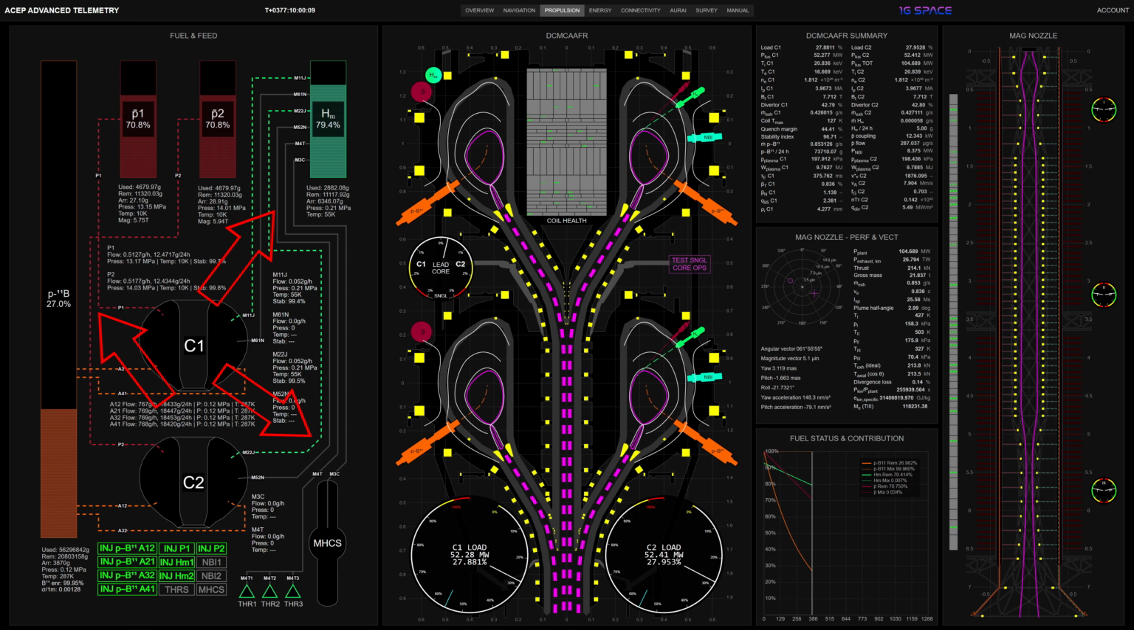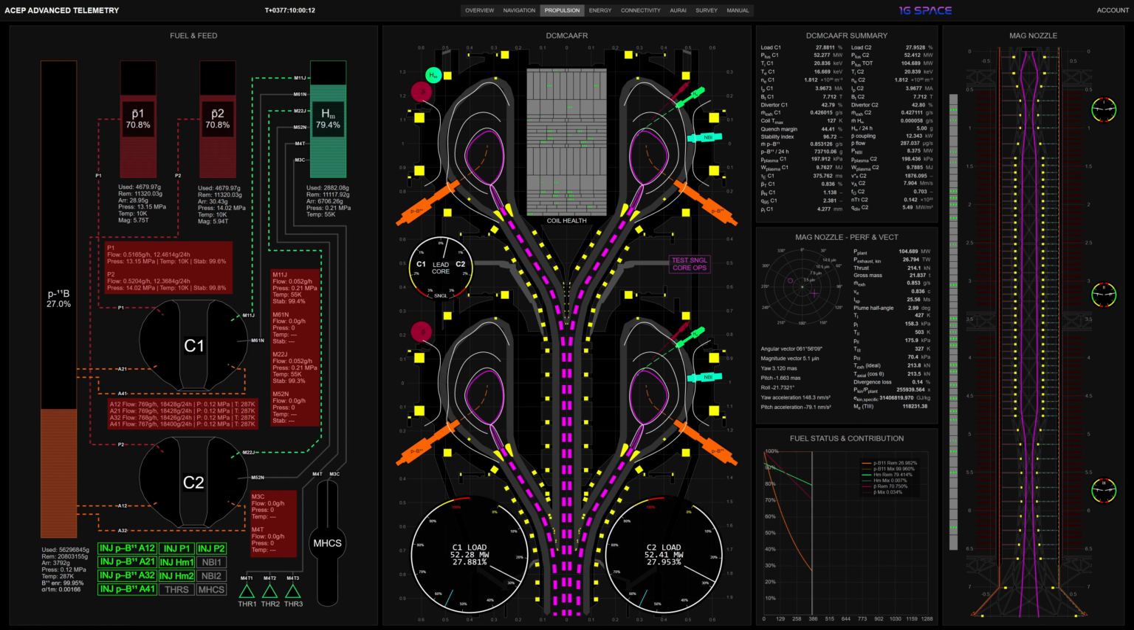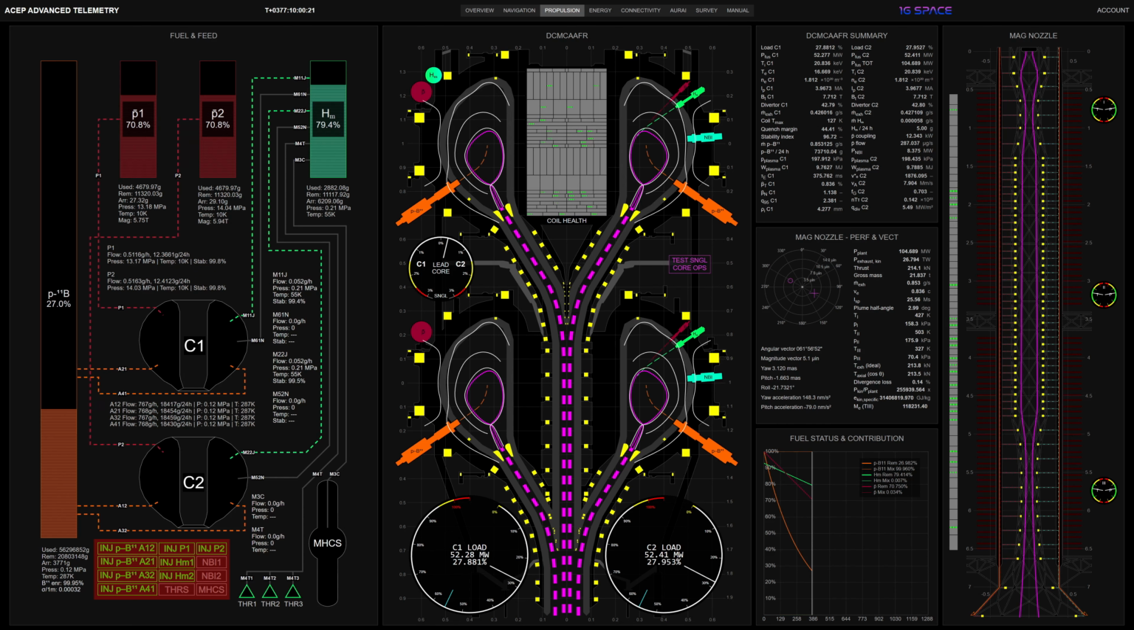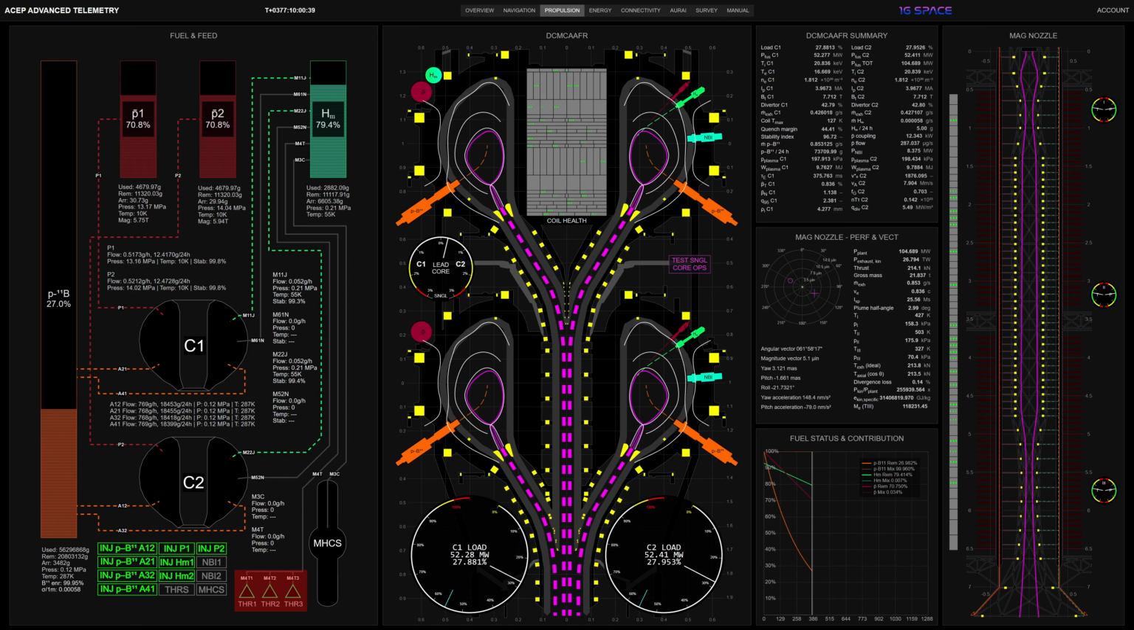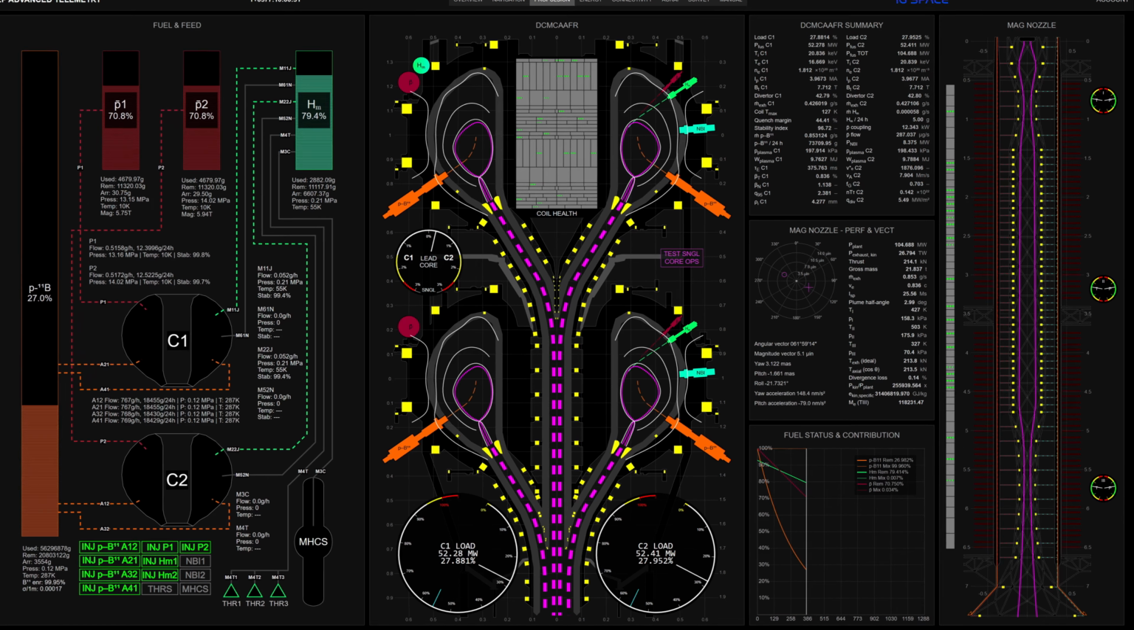Line color and animation indicate fuel type and flow state, while associated data fields report instantaneous flow rate, pressure, temperature, and short-term stability. The annunciator strip summarizes injector availability and subsystem engagement. Illuminated indicators confirm active units. The maneuver thrusters represent discrete metallic hydrogen consumers used for significant attitude changes. Their status symbols indicate readiness and firing state. The MHCS, the metallic hydrogen combustion system, reports availability for post-arrival power generation and transitional thermal support.